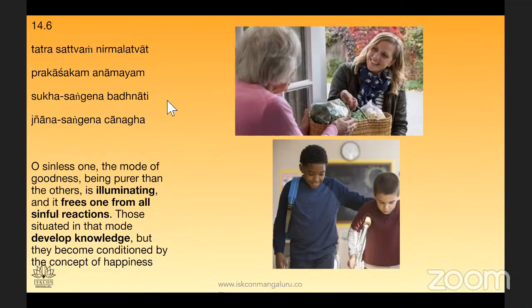Tatra sattvam nirmalatvat prakashakam anamayam, sukha-sangena badhnati jnana-sangena chanagha. O sinless one, the mode of goodness being purer than the others is illuminating, and it frees one from all sinful reactions. Those situated in that mode develop knowledge, but they become conditioned by the concept of happiness.